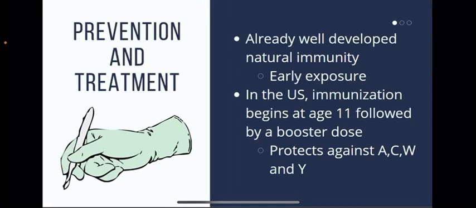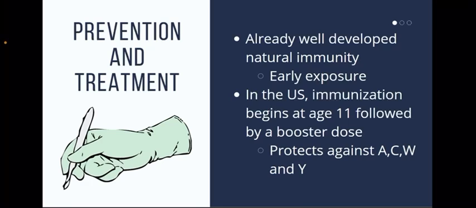So looking into prevention and treatment for the disease, the background infection rate is 1%, so there already is a well-developed natural immunity to the meningococcus. During the earlier periods of life, people are exposed to the bacteria and its close relatives, resulting in antigen production early on, which is good.